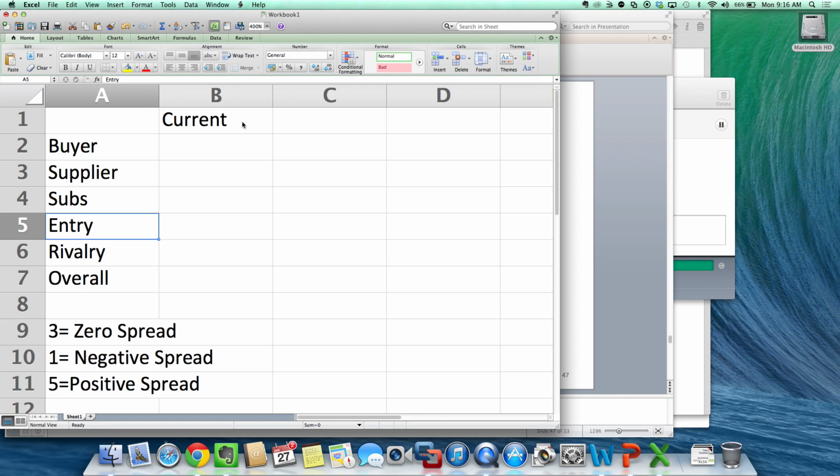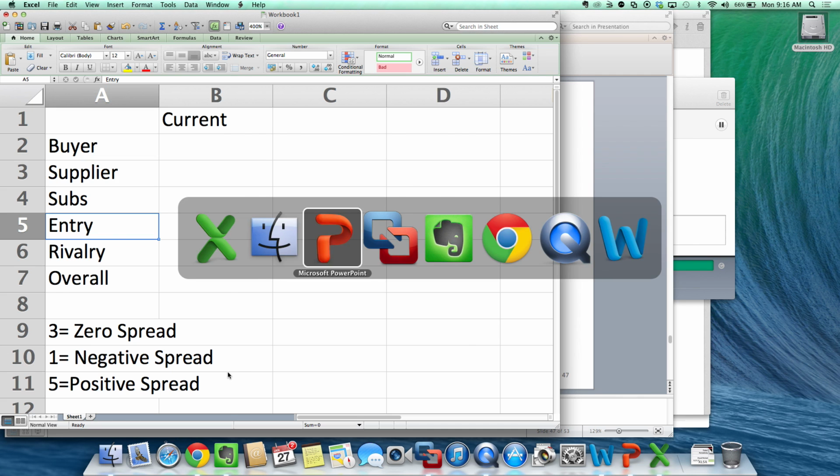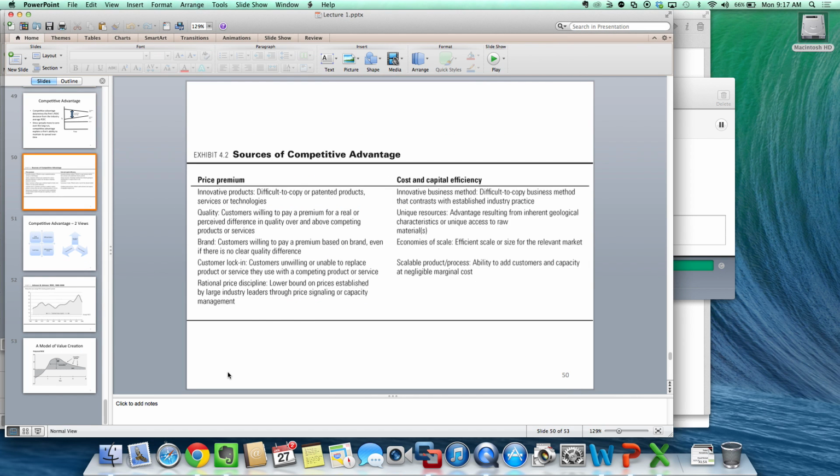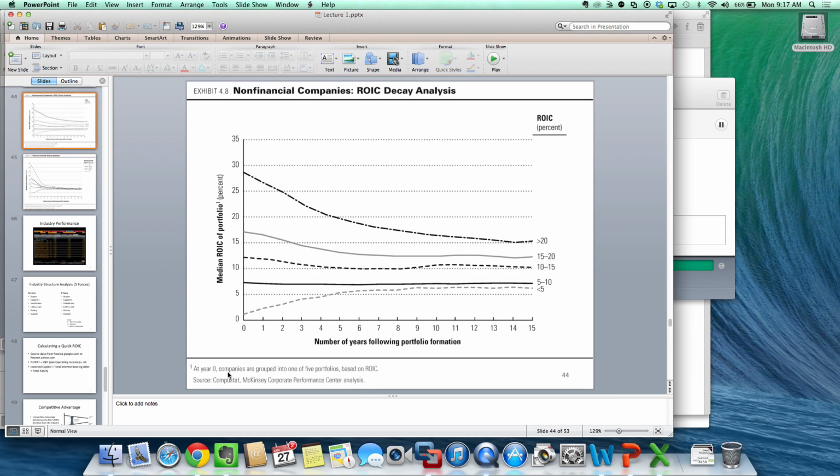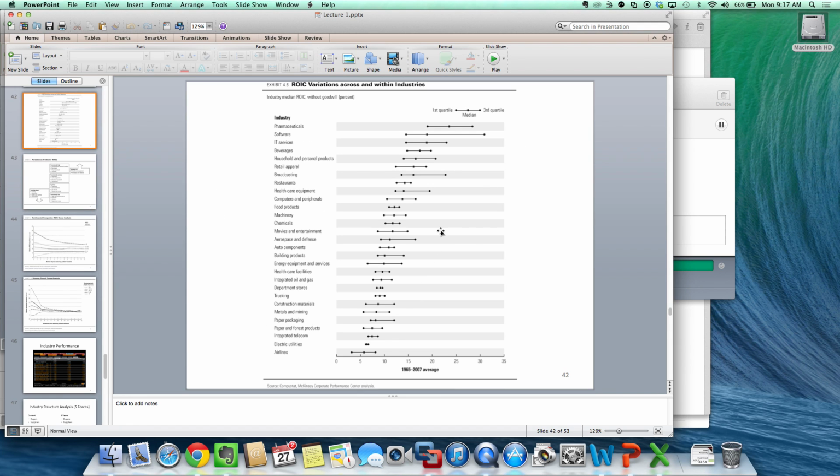Okay? So, using a 5-point scale where 3 is 0 spread, 5 is a great spread. And what is a great spread? Well, historically, a great spread has been 24-25% ROIC against average cost of capital of probably around 9 or 10. So you're looking at a 15-point spread. That would be great. That'd be a 5.